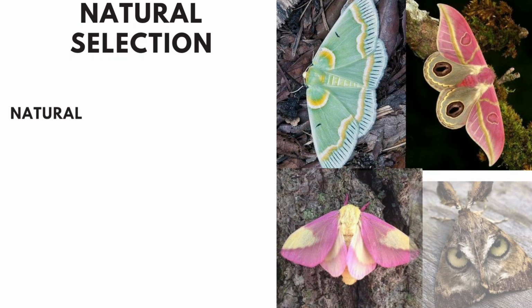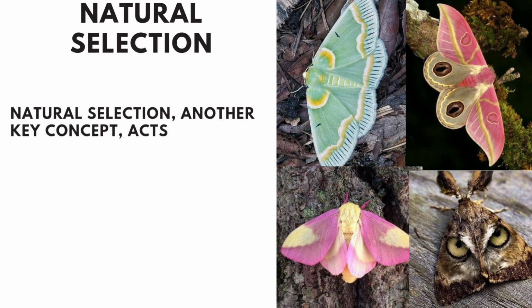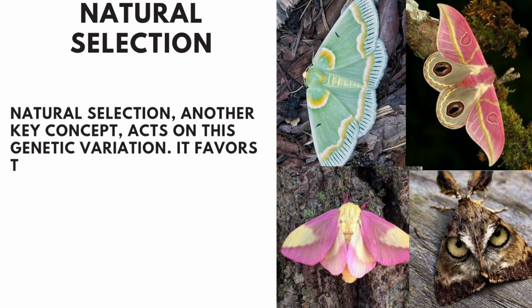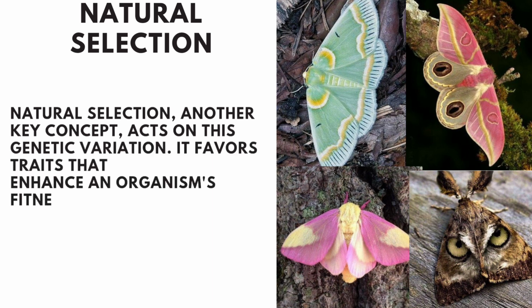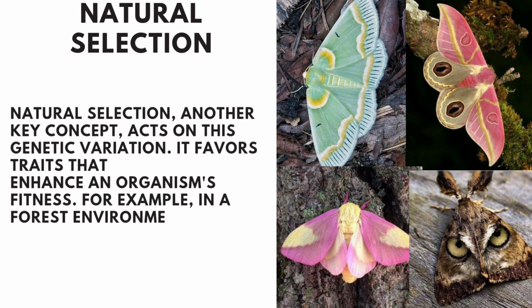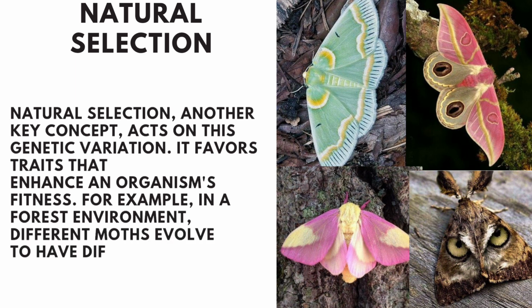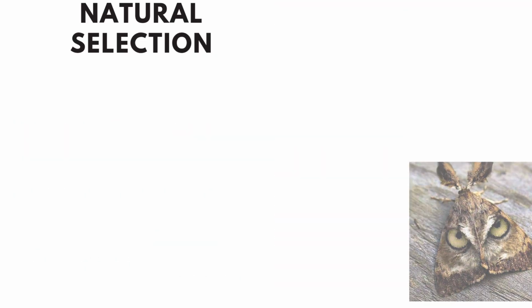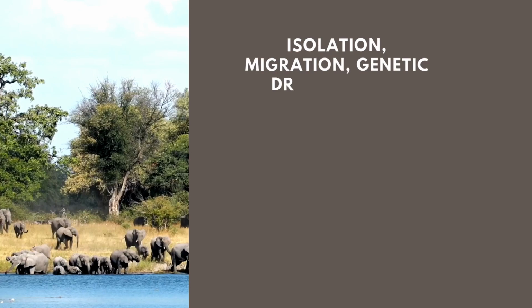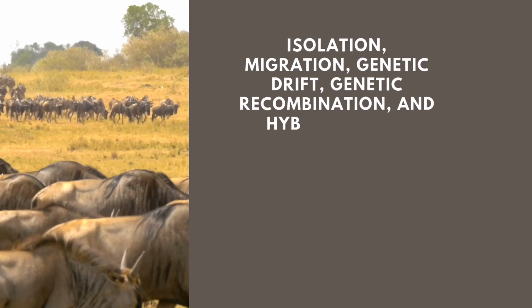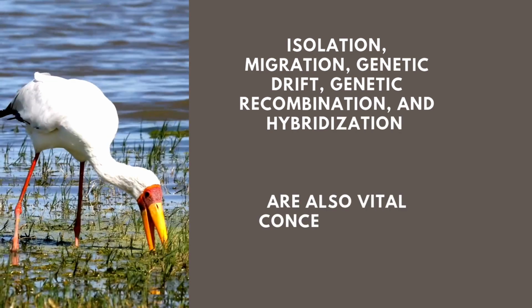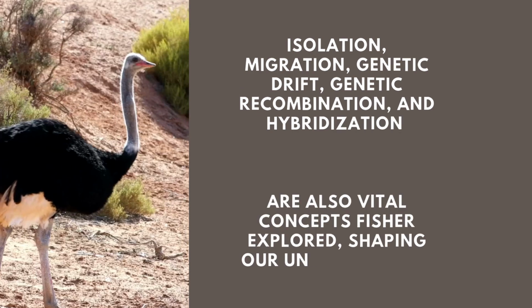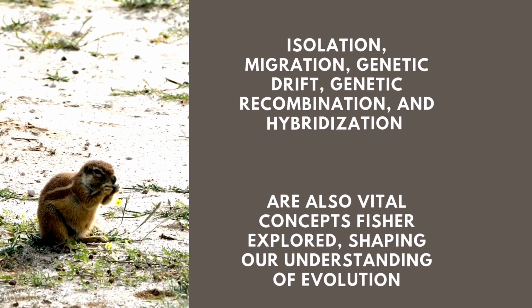Natural selection, another key concept, acts on this genetic variation. It favors traits that enhance an organism's fitness. For example, in a forest environment, different moths evolve to have different colors based on the bark's color. Isolation, migration, genetic drift, genetic recombination, and hybridization are also vital concepts Fisher explored, shaping our understanding of evolution.